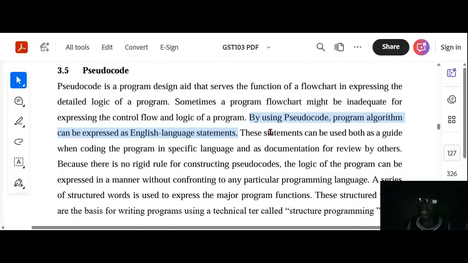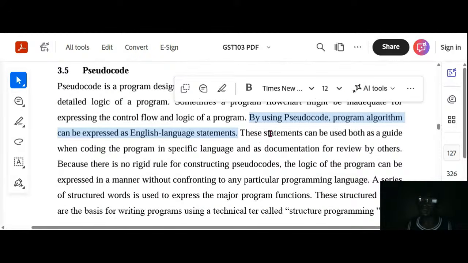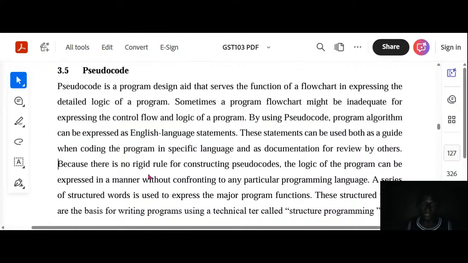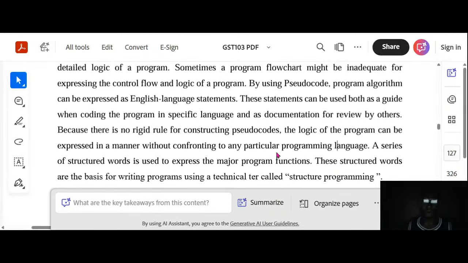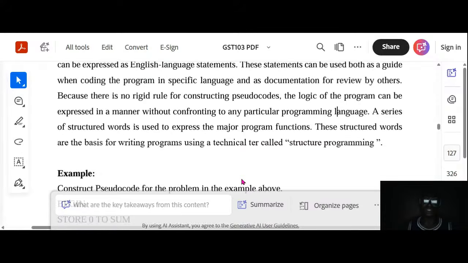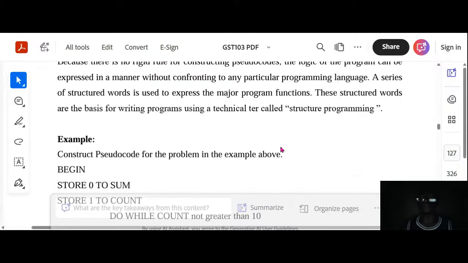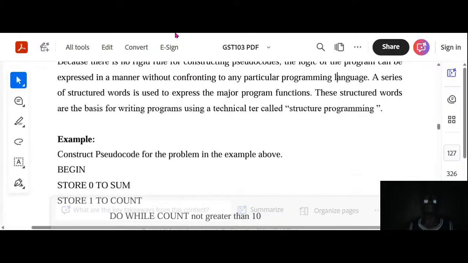All right, so it is pseudocode that uses English language statements to represent the processes involved. Because there is no rigid rule for constructing pseudocode, the logic of the program can be expressed in a manner without confronting any particular programming language. A series of structured words is used to express the major program functions. These structured words are the basis for writing programs using a technical term called structured programming.